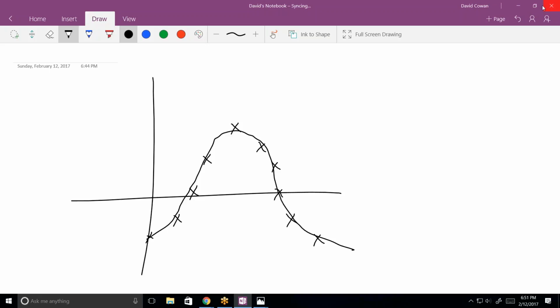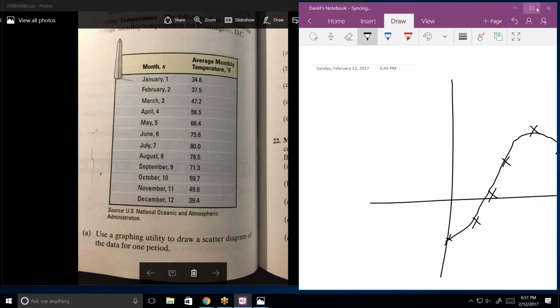Let me look at the rest of these instructions here. Looks like I need to go to the other one. Yeah, hold on a minute.